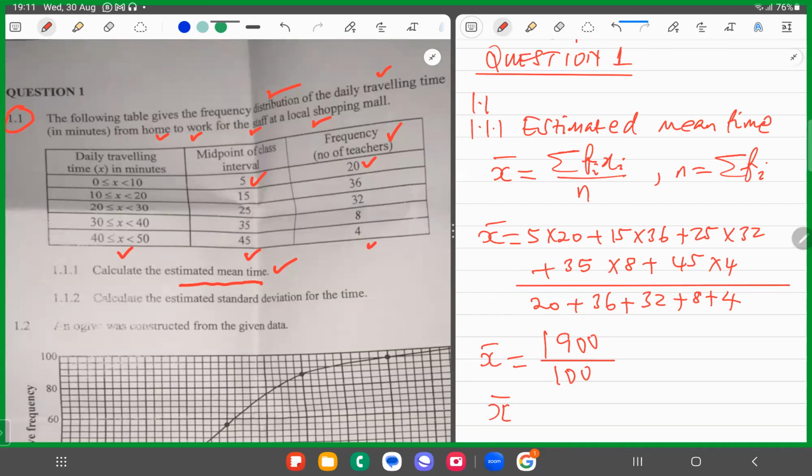So that X bar is obvious. It's exactly 19. So which means that X bar is 19. So this gives us an indication of the fact that the actual estimated mean time is exactly 19. Okay, so obviously this has to do with you using a calculator.